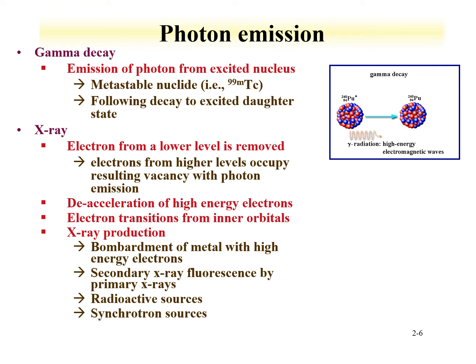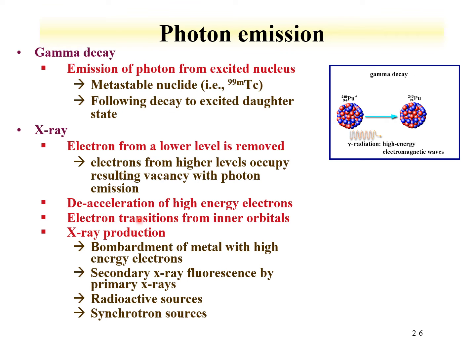For instance, technetium-99m is on the order of 6 hours. And it will stay in this excited state, decay by emission of a photon. Now, X-rays are also photon emission, but that's from the electron level. So it's not from the nucleus itself. And I'm sure you've seen this in previous courses. But a lower energy, a lower orbital electron is removed. Electrons from the higher occupancy occupy that space, and a photon is emitted with that change.